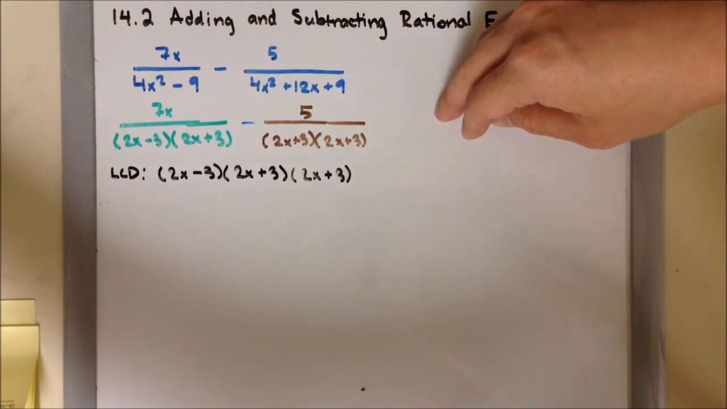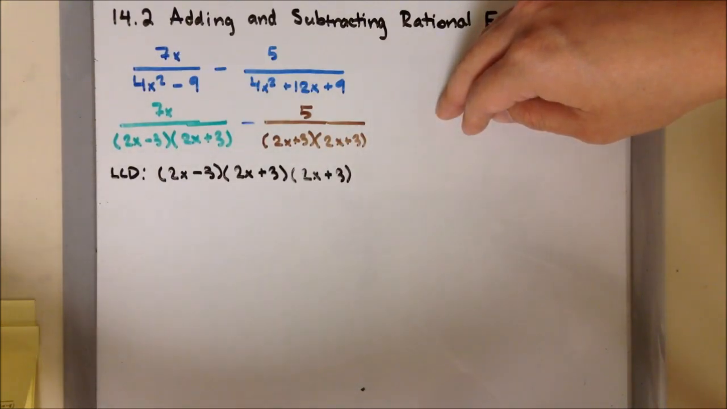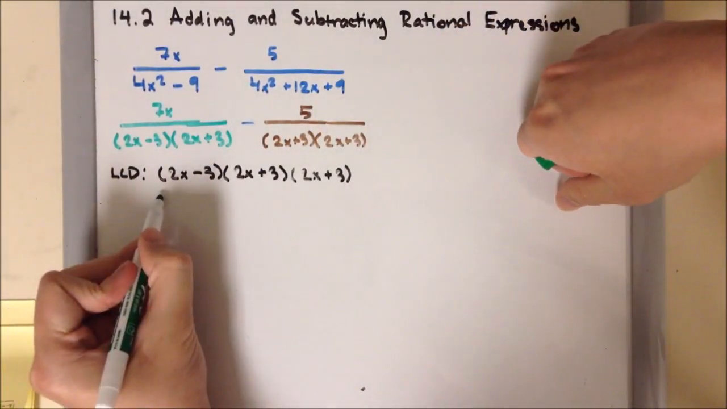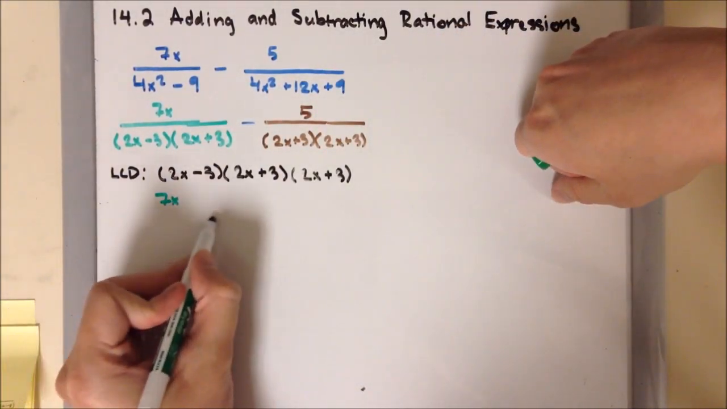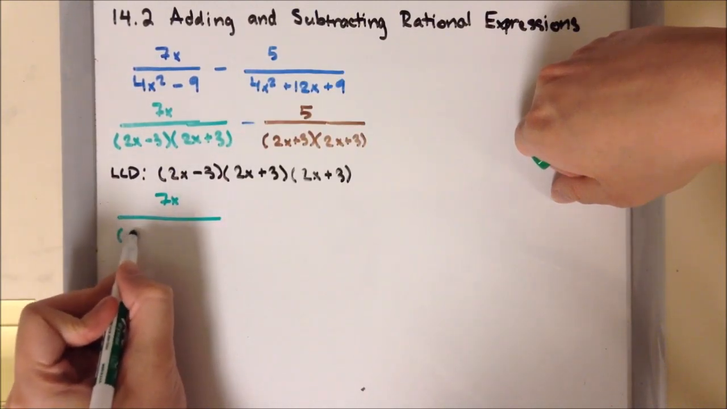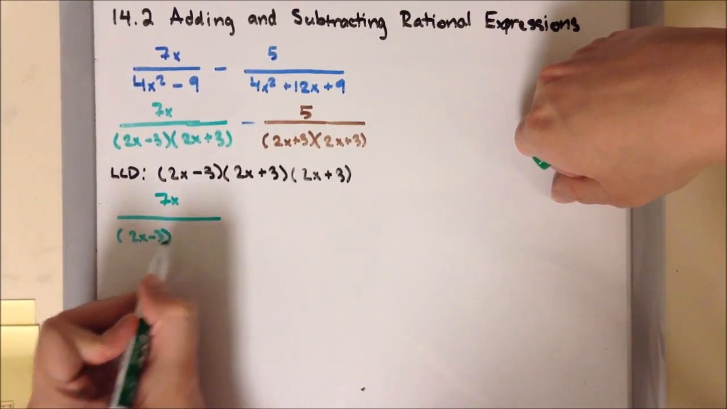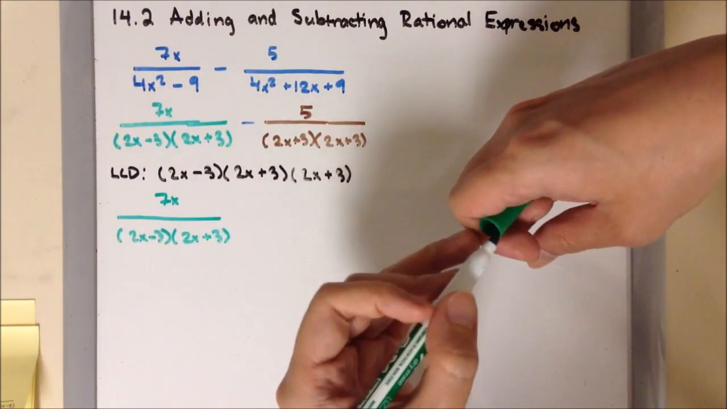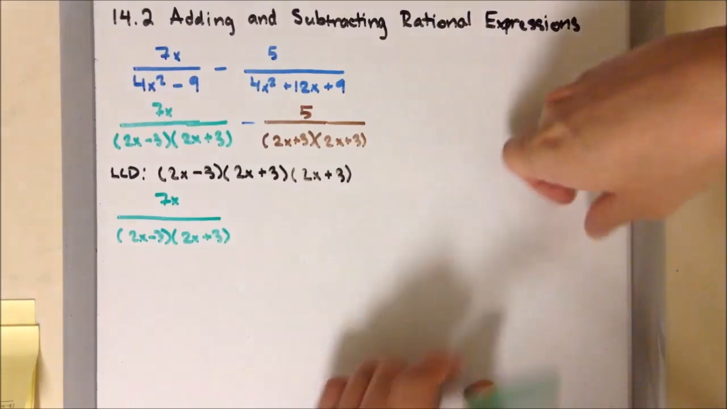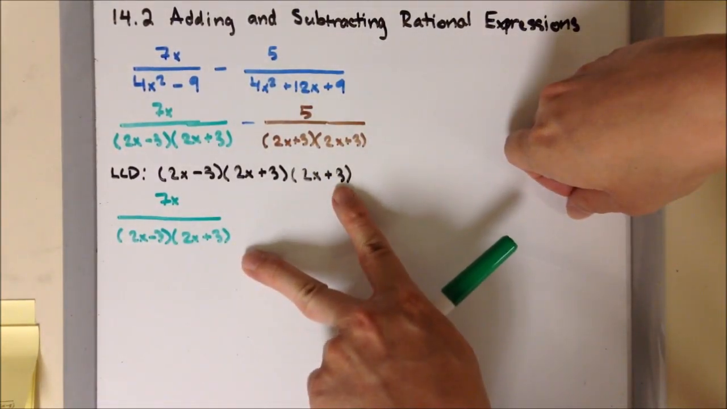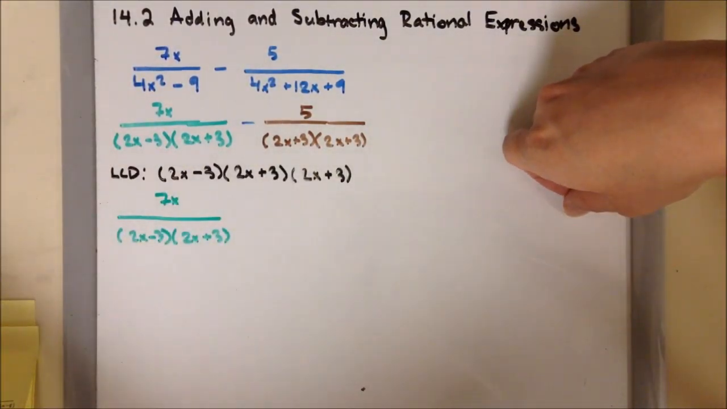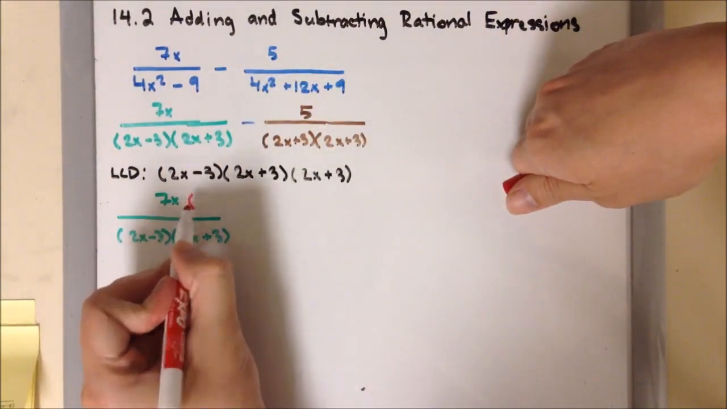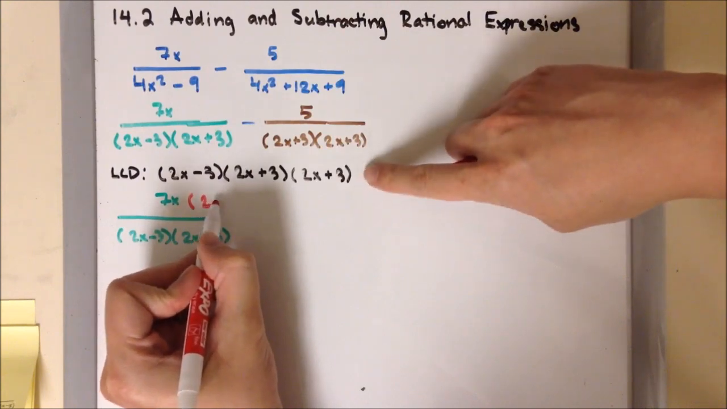Alright, once you finish identifying your LCD, let's get a common denominator for both fractions. So let me rewrite the first fraction: 2x minus 3, and then 2x plus 3. The only thing I'm missing in comparison to my LCD is the extra 2x plus 3. So I'm going to multiply the numerator and denominator by our missing factor, which is the 2x plus 3.